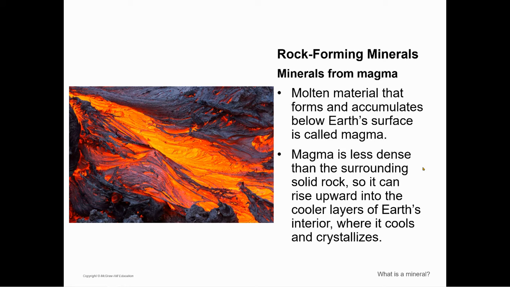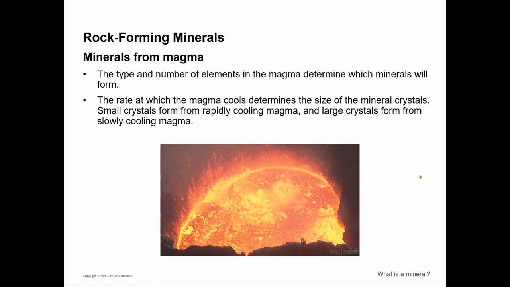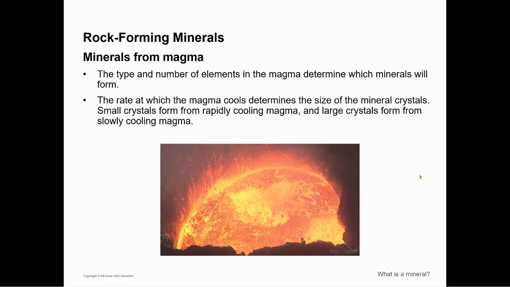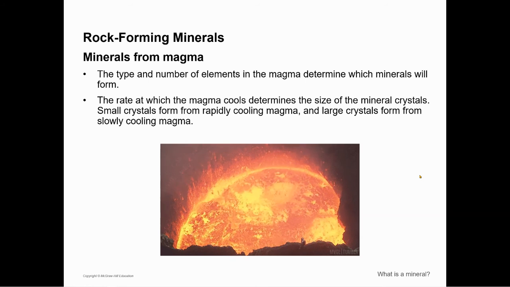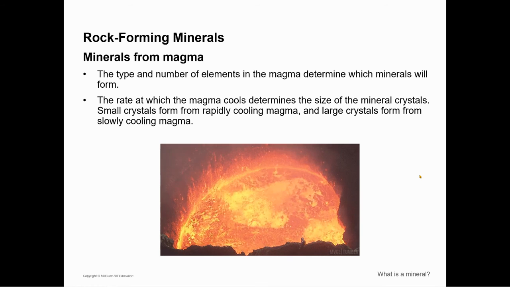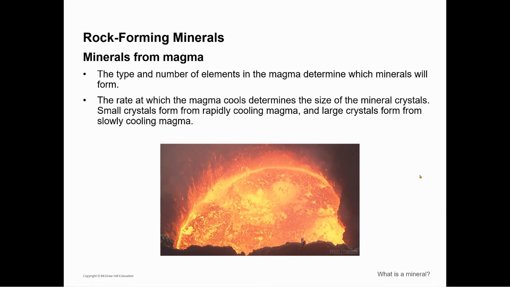Molten material that forms and accumulates below Earth's surface is called magma. Magma is less dense than the surrounding rock, so it can rise upward into the cooler layers of Earth's interior. There, it cools and it crystallizes. The type and number of elements in the magma determine which materials will form. The rate at which the magma cools determines the size of the mineral crystals.